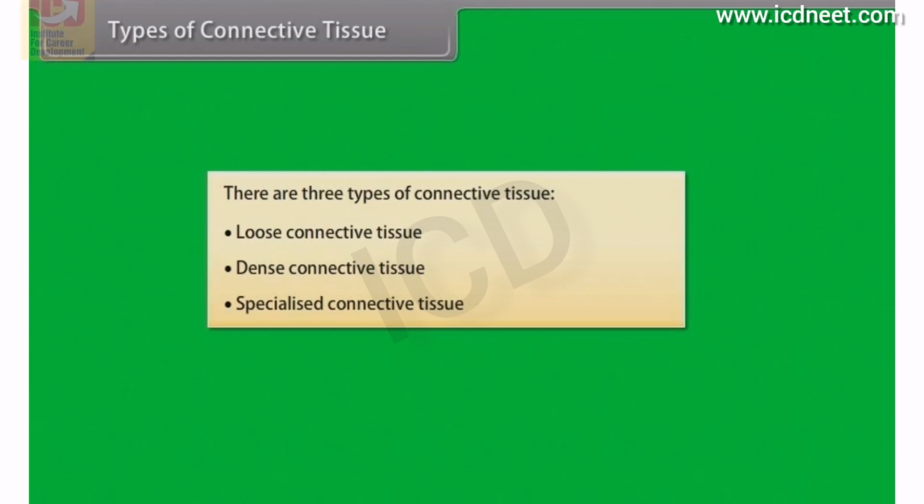Types of connective tissue. There are three types of connective tissue. They are loose connective tissue, dense connective tissue, and specialized connective tissue. Let's know them one by one.